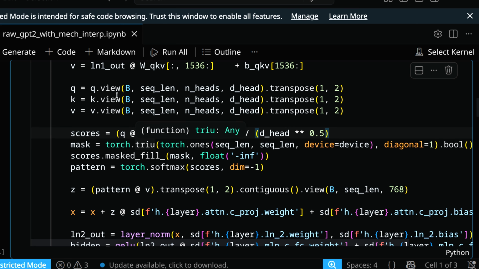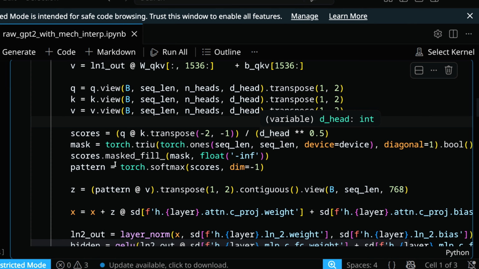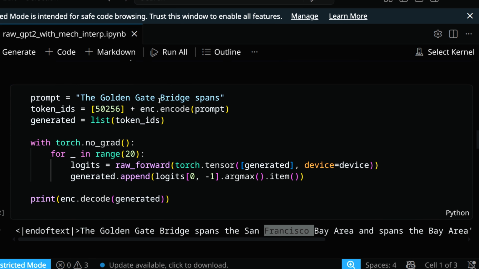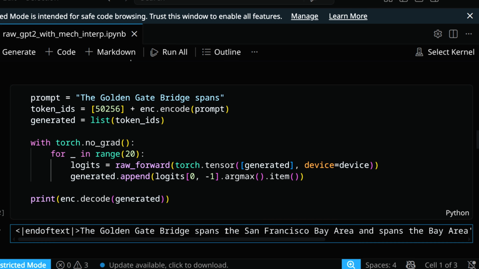It's the queries matrix multiplied with the transpose of the keys, and divided by the square root of the dimension head, or the d head. So this is a mask for what's called causal attention, because remember earlier I was saying for it to predict the next word, like in the Golden Gate Bridge spans, it's supposed to predict the is next, and it puts all that in here in the forward again, and it predicts San is next, puts that in the forward and predicts Francisco is next, and so on.